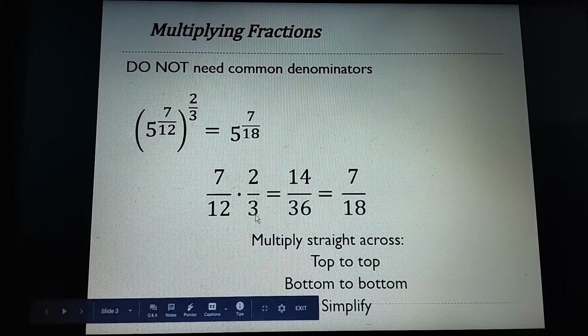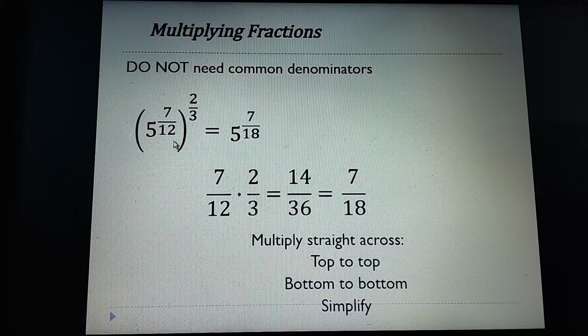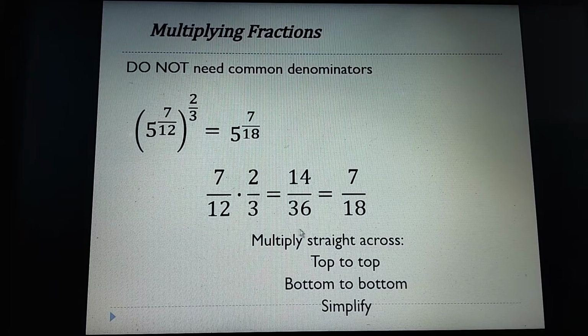Okay, it's important to remember that when you're multiplying fractions, let's say we have 5 to the 7/12 to the 2/3, you just multiply straight across. You don't need common denominators. So you do 7 times 2 is 14, 12 times 3 is 36, and then you want to simplify this. So we can divide both of them by 2, so it becomes 7/18. So this now becomes 5 to the 7/18.